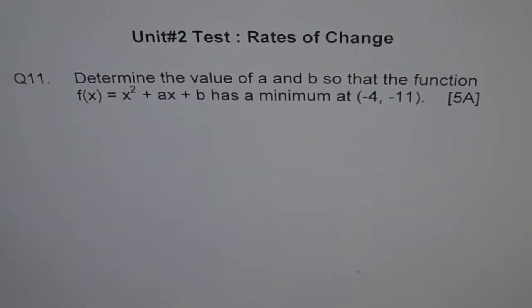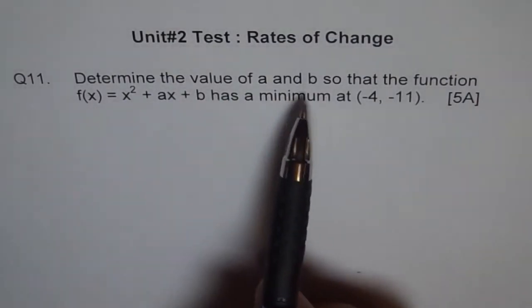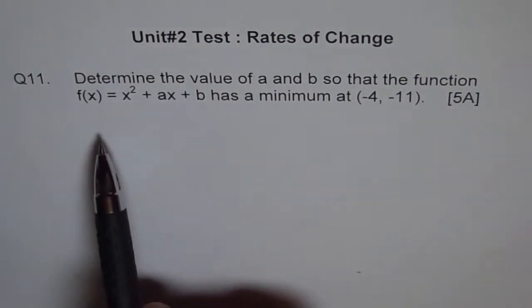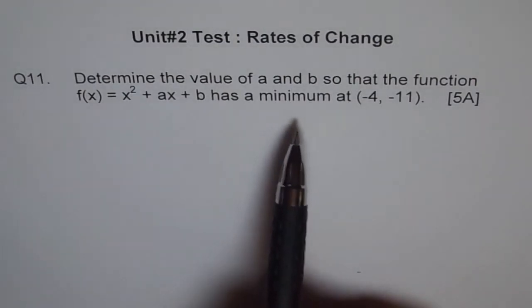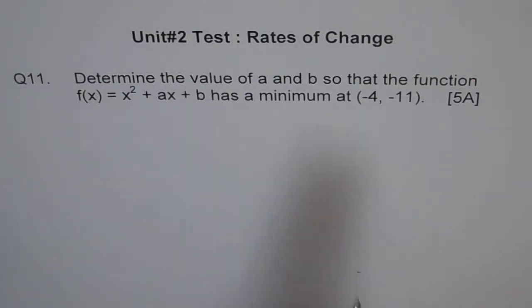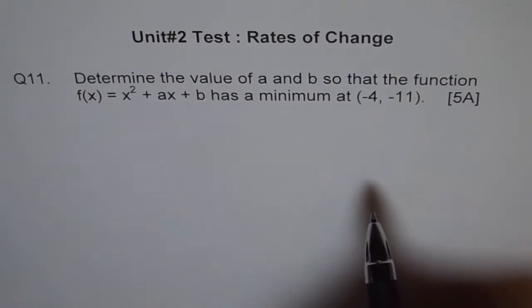Question 11 is an application problem for Unit 2, Rates of Change. Determine the value of a and b so that the function f of x equals x squared plus ax plus b has a minimum at minus 4. Minus 11 is the minimum value and the x value is minus 4.